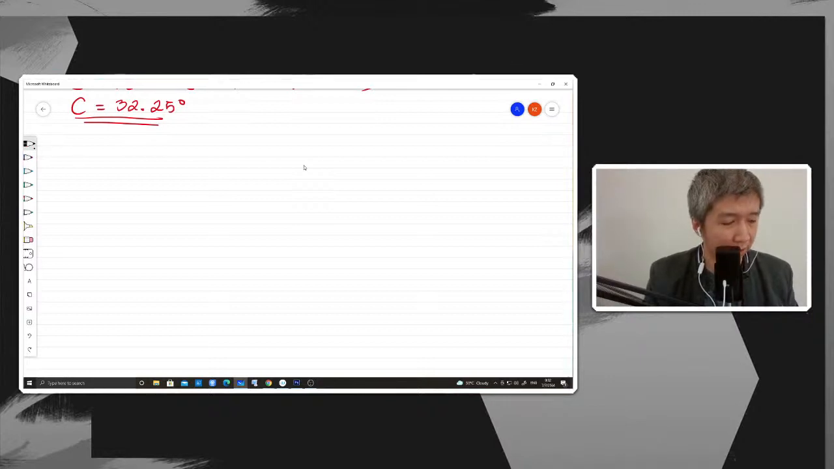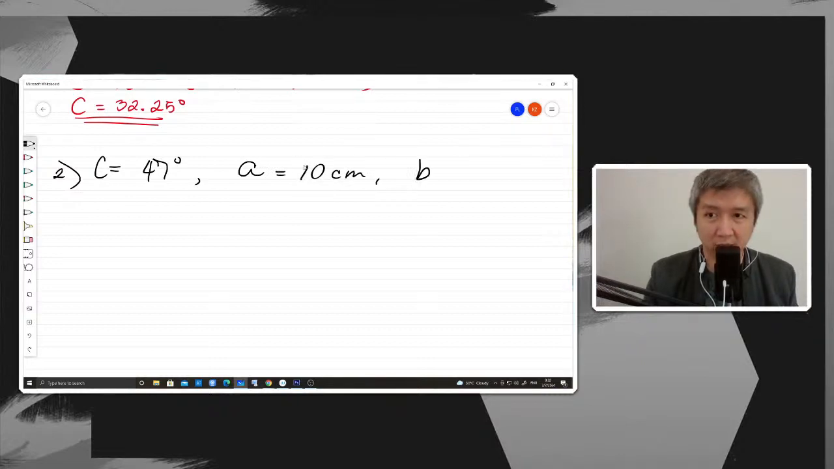Okay, now let us try example number 2. So we have 47 degrees. Then A is equal to 10 centimeters, and B is equal to 14 centimeters. So we have to find first the side C.